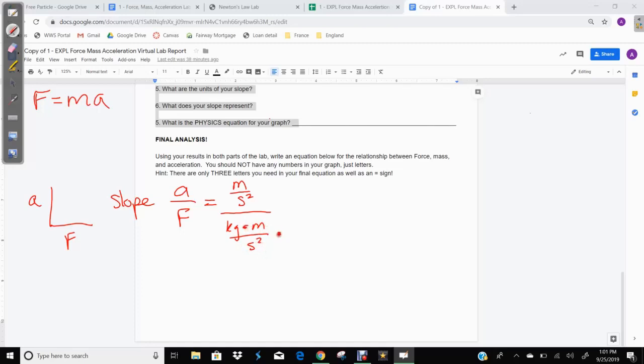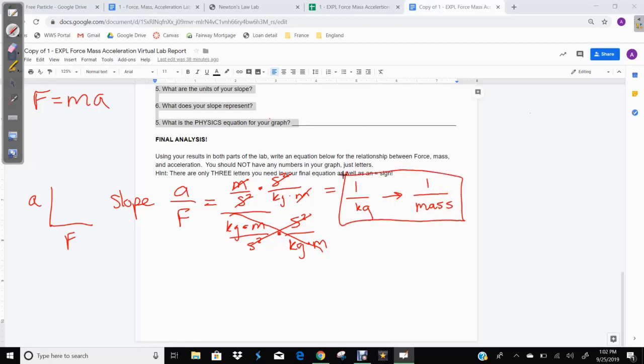Now again, we want to get this out of the denominator, so let's multiply by the reciprocal, which would be seconds squared over kilograms times meters. This all cancels out, and then we're going to do the same thing up here. Seconds squared over kilograms times meters. Well, look at what happens. The meters cancel, and all we're left with is kilograms in the denominator, which would be 1 over kilograms. Okay, well, that is 1 over mass. So the units of your slope are 1 over kilograms. Your slope represents 1 divided by the mass.